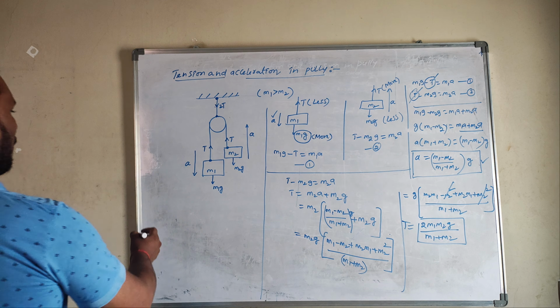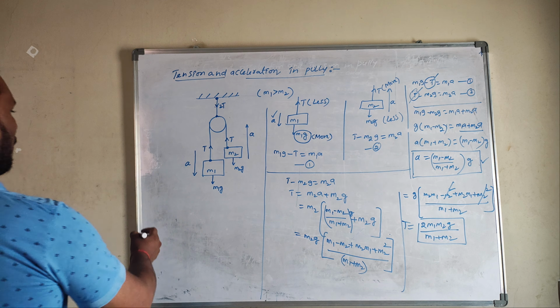Let's see how much acceleration we will get. What is the formula? (M1 minus M2) by (M1 plus M2) into G. Keep in mind, guys, it follows the condition that M1 is greater than M2. M1 is 5, so (5 minus 4) by (5 plus 4) into G. So we get 1 by 9, G by 9 meter per second square. This is the value of acceleration.